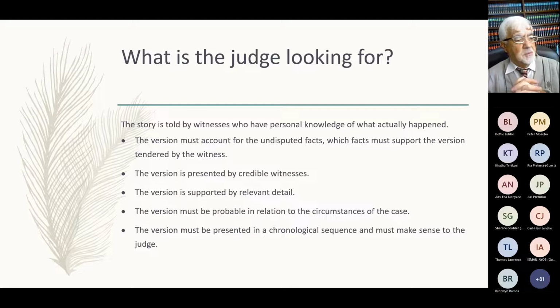The version must be probable in relation to the circumstances of the case. Now, those of you who have attended the previous sessions will know that you cannot go to court and present any witness whose version is improbable. In other words, it is not likely to have happened. It's implausible. Now, the standard of proof is on a balance of probabilities. So if your version is improbable, the judge is not going to balance it with anything. He's just going to reject it. So don't go to court with a rubbish version.